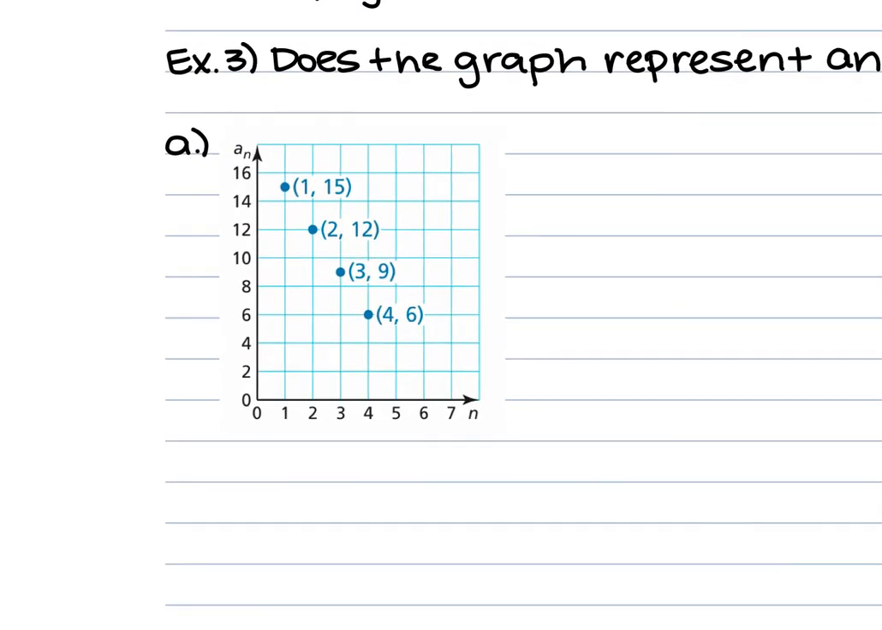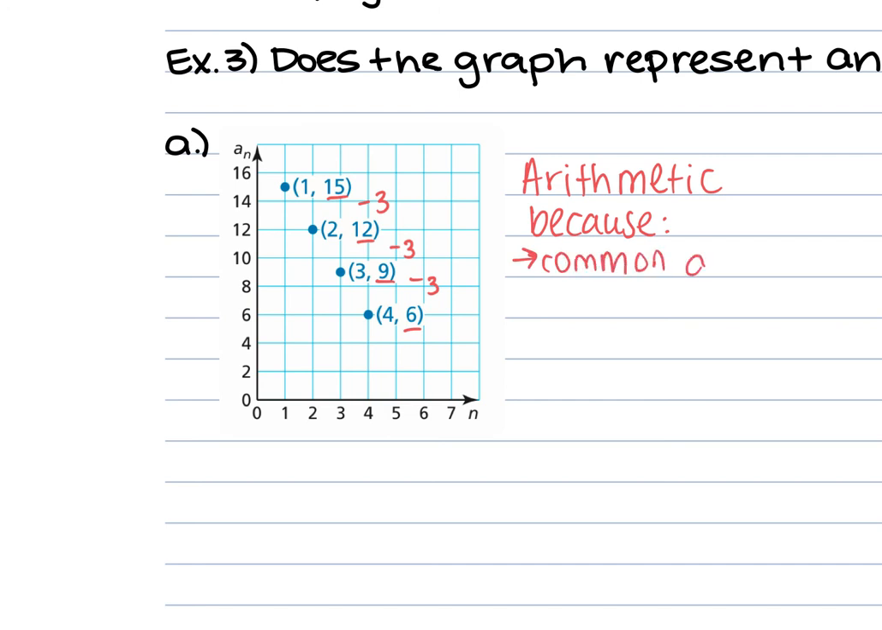Notice, is there a common difference in the y values? Yes. 15, 12, 9, and 6. What is the common difference here? Brady? It's not 3, it's -3. Do you see how we're going down 3 each time? So we would say this is arithmetic because, and you can put one of 2 reasons. You can either say the common difference is -3, or you can say it's in a straight line. Either one of these are perfect explanations.